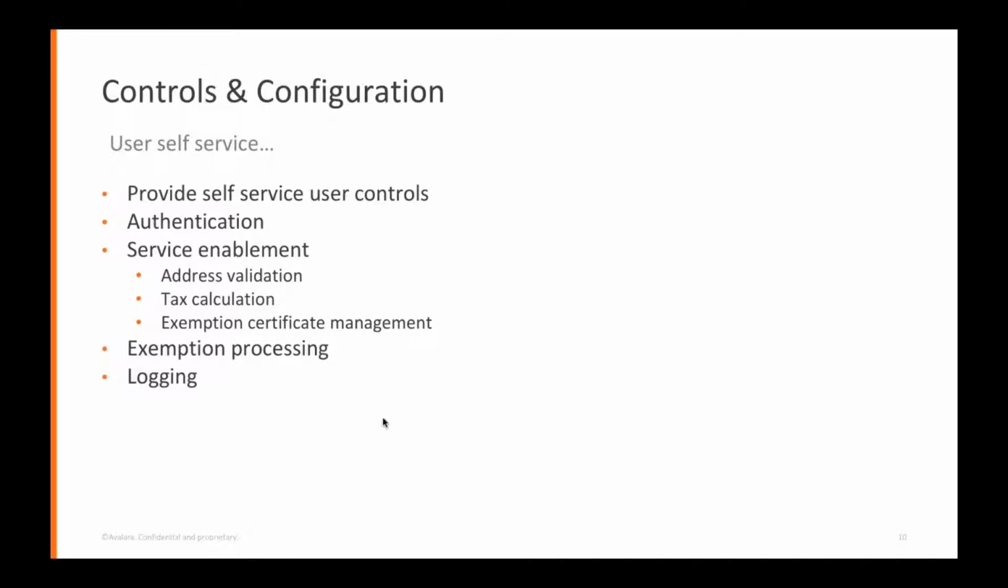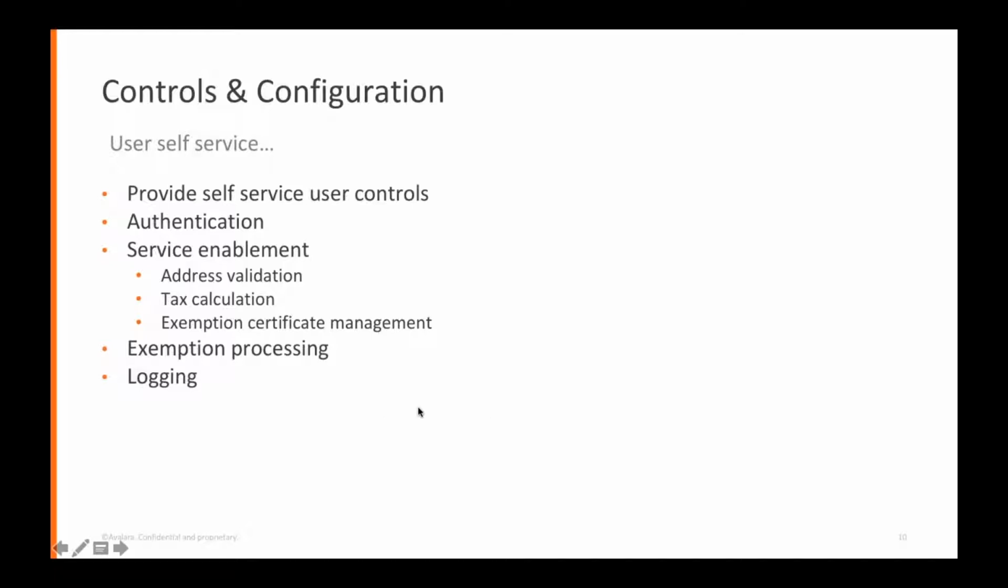When we move into a more OAuth scenario, being able to provide access to authentication through that control or configuration window. We also recommend doing service enablement, allowing the end user to turn on and off address validation, the tax calculation, or the exemption certificate management through an integration control, so that maybe as I'm onboarding the AvaTax solution, I want to disable the tax calculation and address validation until I get everything set up, and then at one point turn that on. So I know that I have one control that allows the enablement and disablement of any of the Avalara services you've integrated into your ERP or accounting solution.